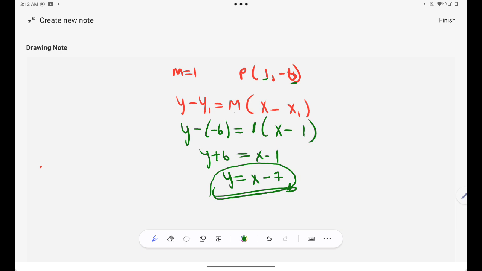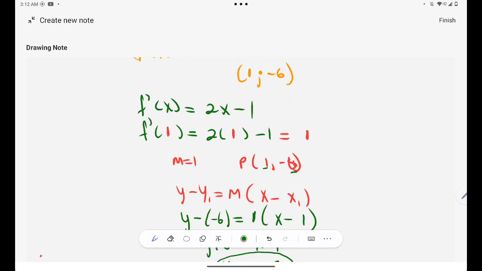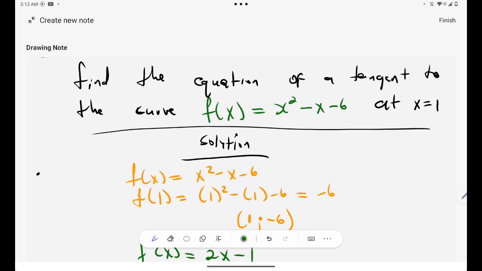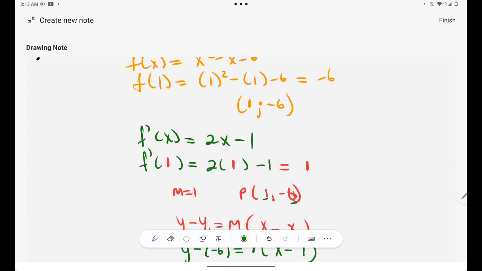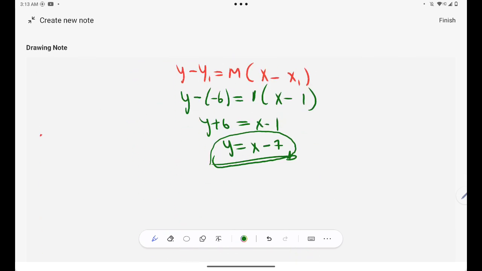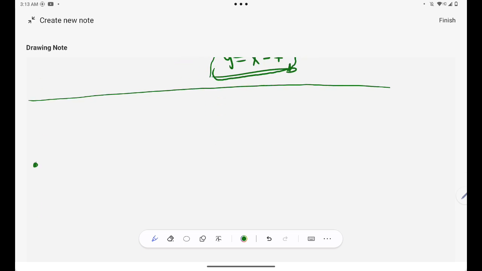Are you together? This equation, this line y equals x minus 7, is a tangent to f of x when x is equal to 1. Are we together? That's how you apply calculus whenever finding the equation of a straight line. Are we together? Before I go, here's one for the road.